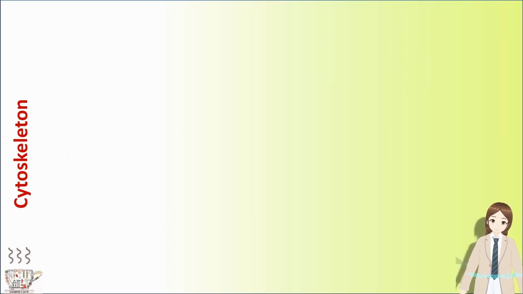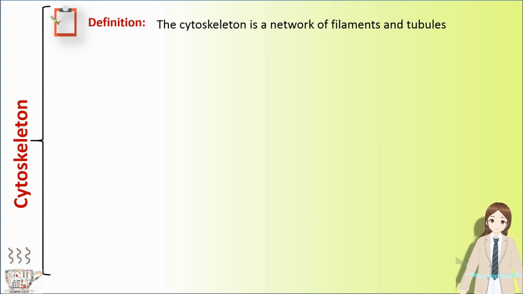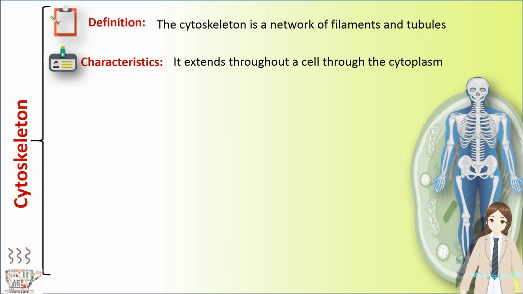Cytoskeleton. The cytoskeleton is a network of filaments and tubules. It extends throughout the cell through the cytoplasm. It's located in all cells.